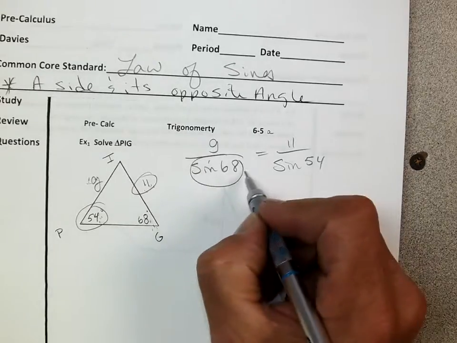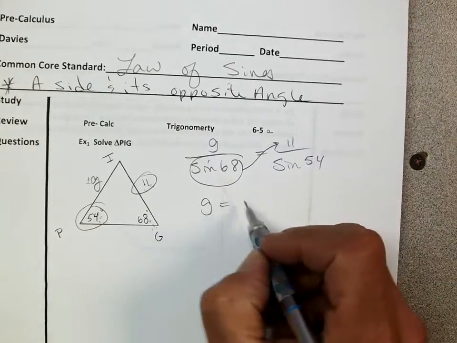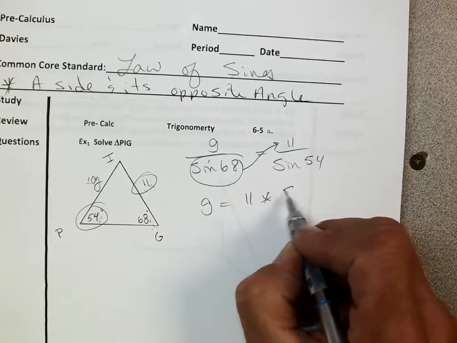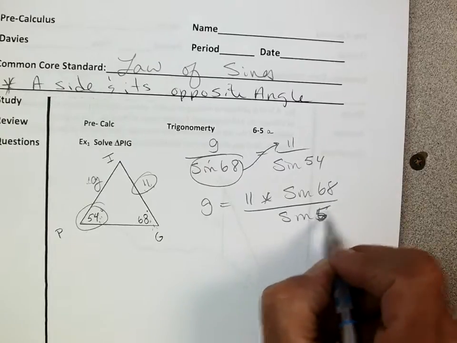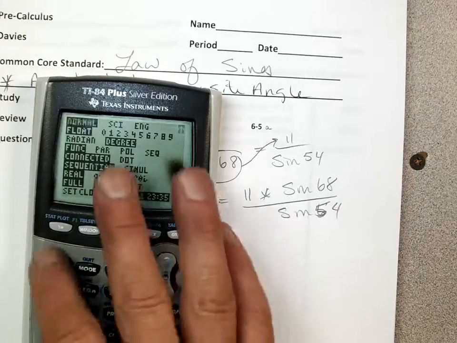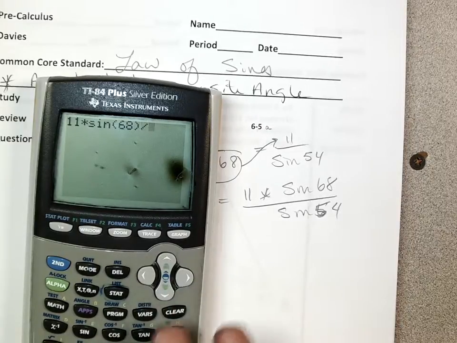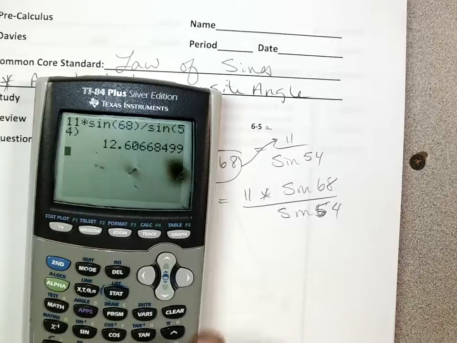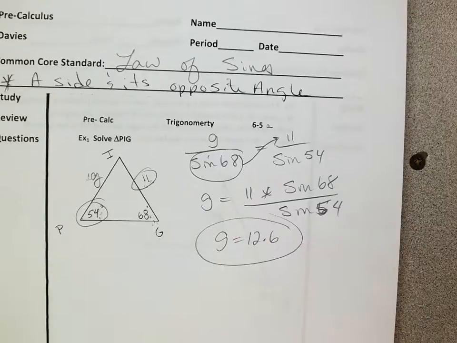Now all I'm going to do to solve this is cross multiply. So I'll multiply this sine of 68 up here, and I'll have little g is equal to 11 times the sine of 68 over the sine of 54. I'm just going to use my calculator. Degree mode, right? 11 times the sine of 68 divided by sine of 54, and I get an answer of about 12.6. So little g is about 12.6. Easy, isn't it? It's very easy.